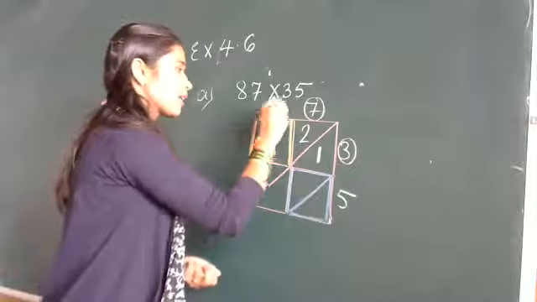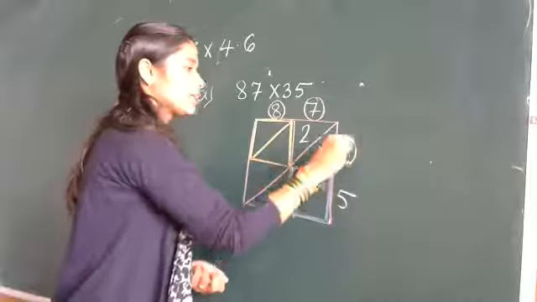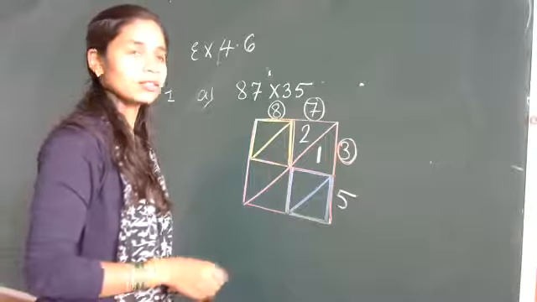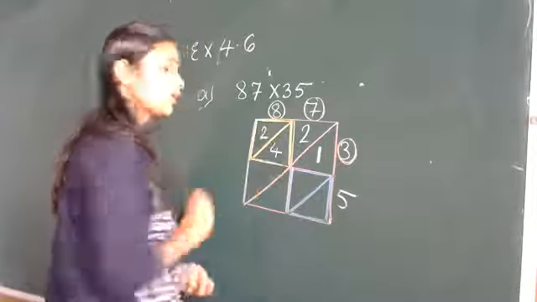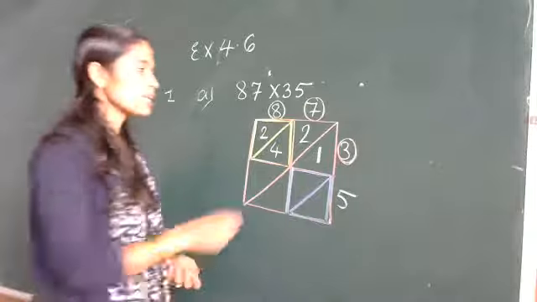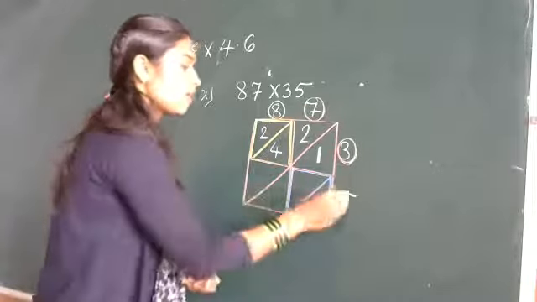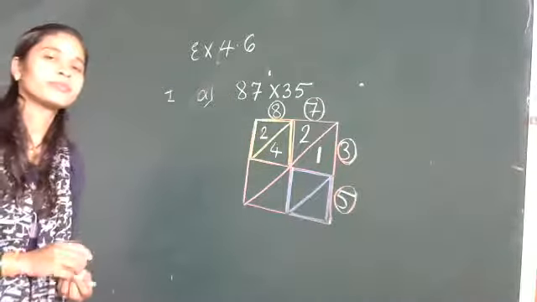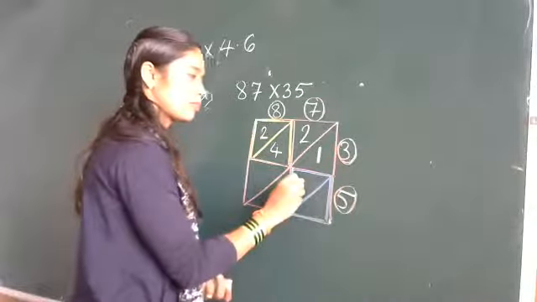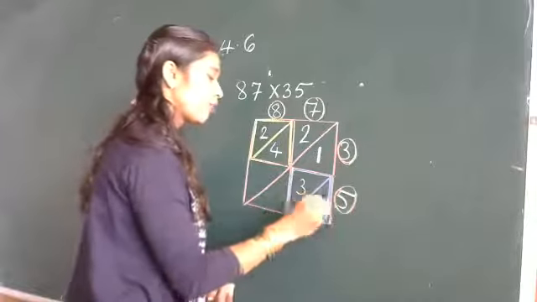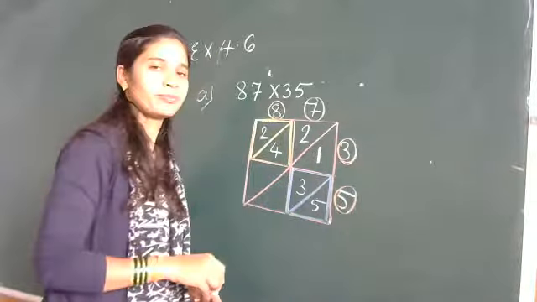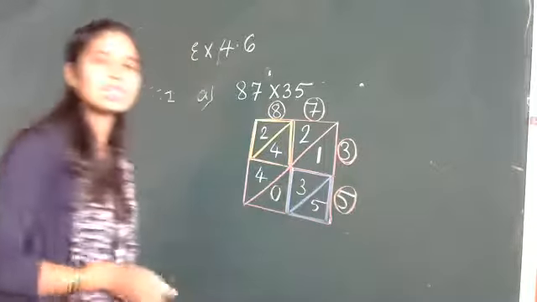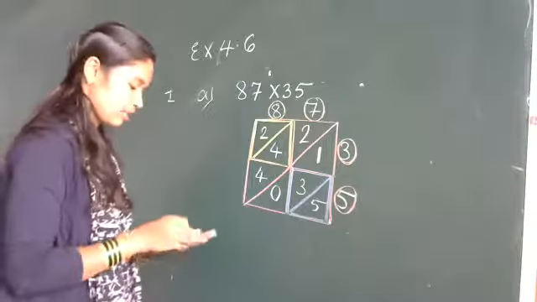Next, again it is 8 threes are 24. Next, 7 fives are 35. Next, 8 fives are 40. Now just add your diagonals.